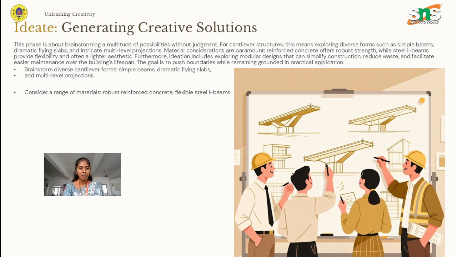So first, brainstorm diverse cantilever forms such as simple beams, dynamic flying slabs and multi-level projections. Consider materials like robust reinforced concrete and flexible steel beams. These are all the ideation part in this step.